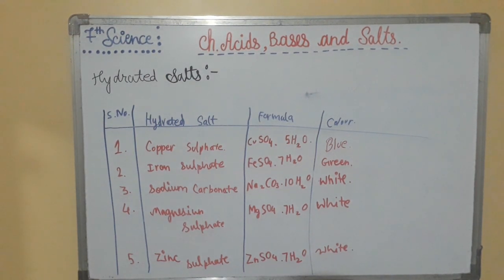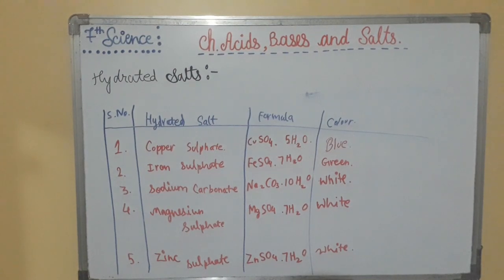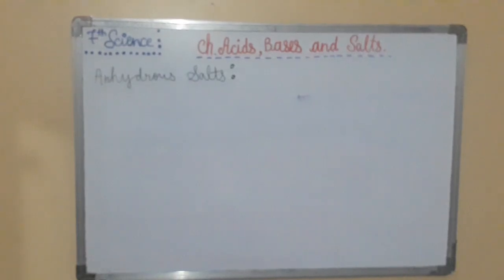Now we will learn about next salts. Next one is anhydrous salt. Anhydrous salt is formed as a residue when a hydrated salt loses its water of crystallization. Example: on heating, copper sulfate crystals lose water of crystallization and become anhydrous copper sulfate, means white powder.